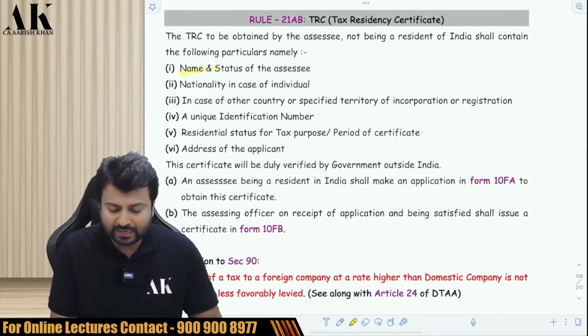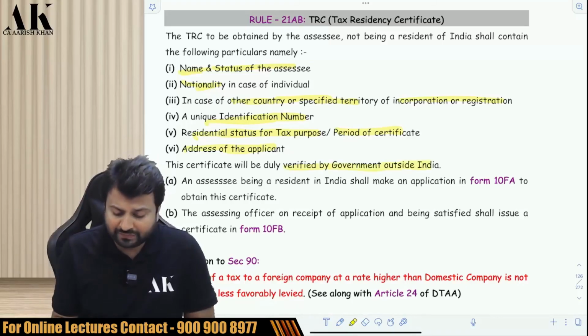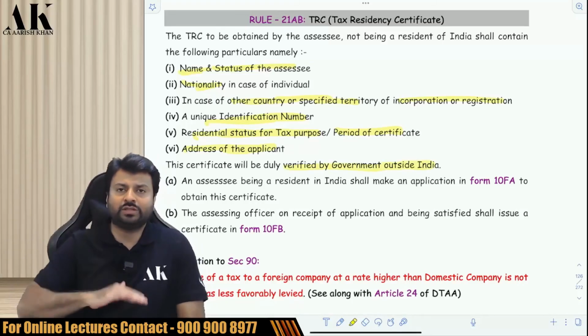It should contain the name and the status of the assessee, nationality of the assessee, the country or the specified territory where the assessee is registered, unique identification number like PAN number, residential status for tax purpose, period of certificate, address of the applicant. The certificate will be duly verified by the government outside India and they will issue that certificate to us.